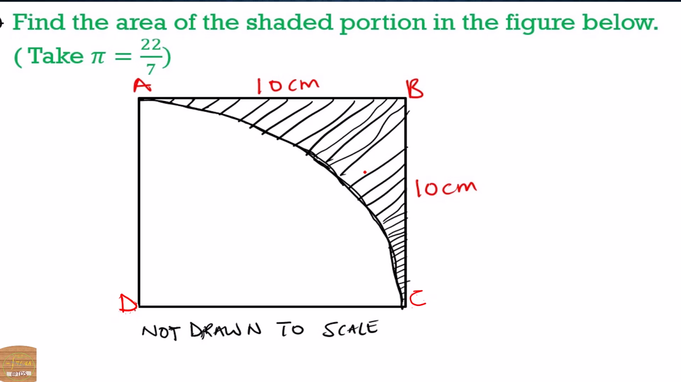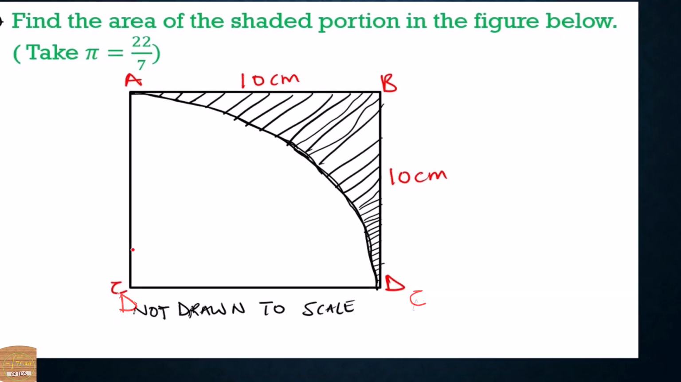So before we can find the shaded portion, we should know the area of the square and that of the quadrant. This side is the quadrant. We all know that a square has its sides being equal, so if AB is 10, BC is 10, CD is also 10, and AD is also 10. So let's look at the area of the shaded portion.